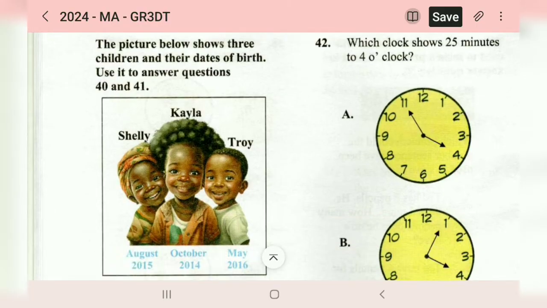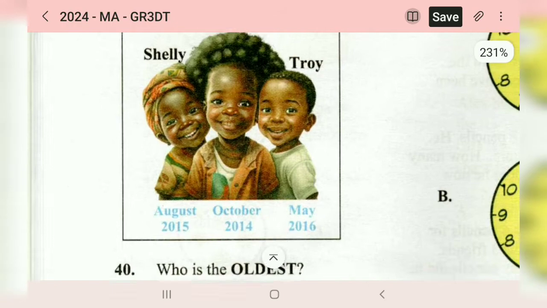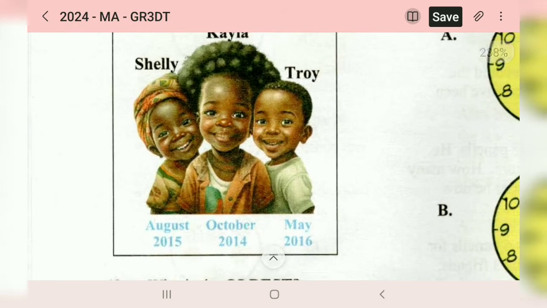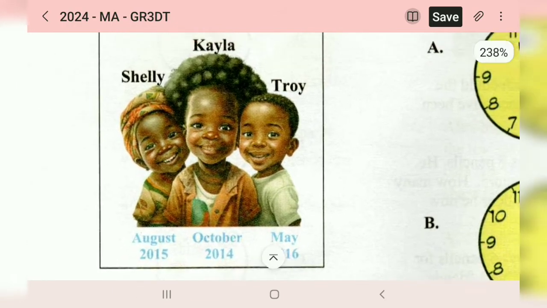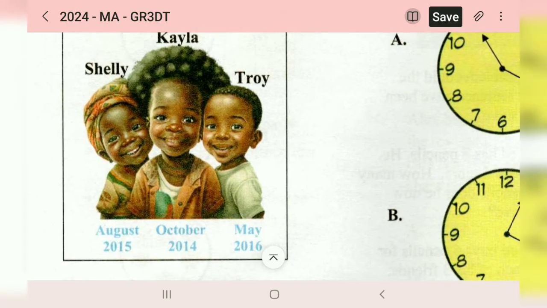The picture below shows 3 children and their dates of birth. Use it to answer questions 40 and 41. So we're seeing they've named the children. Shelly was born August 2015, Kayla was born October 2014 and Troy was born May 2016.